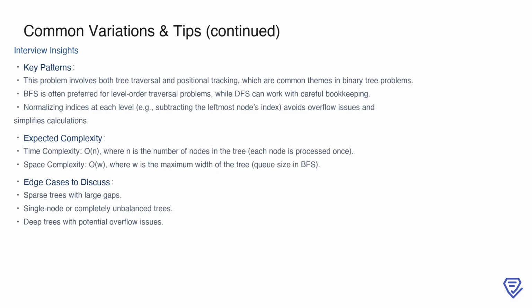In terms of complexity, you're generally expected to achieve a time complexity of O(n), where n is the total number of nodes in the tree, because each node is processed exactly once. The space complexity is O(w), where w is the maximum width of the tree, representing the size of the queue at its largest. Be prepared to handle edge cases as well, such as sparse trees with large gaps, single-node trees, completely unbalanced trees, or deep trees that could lead to overflow problems.